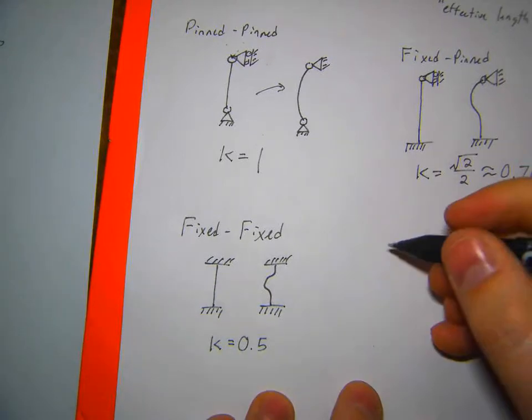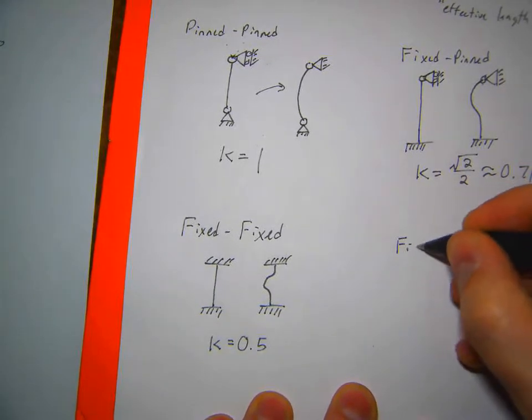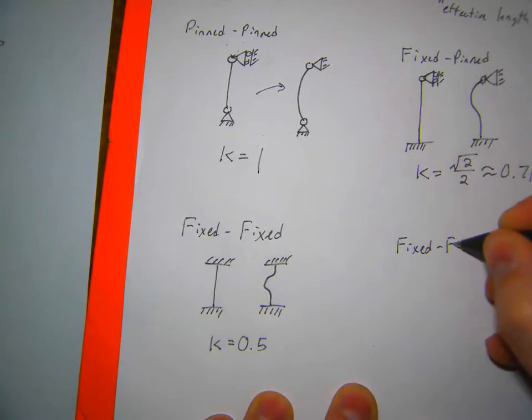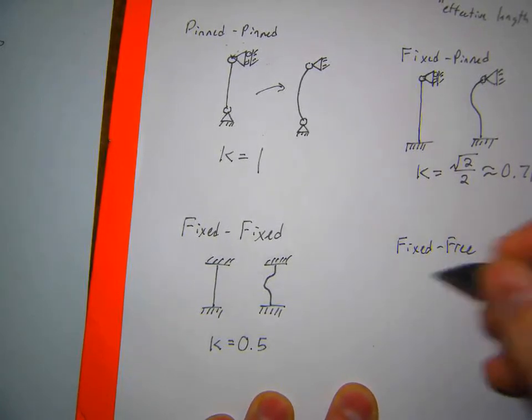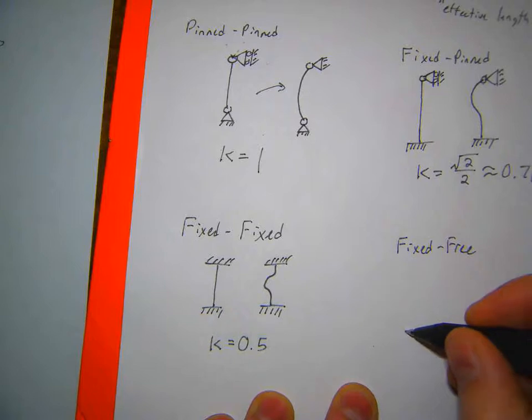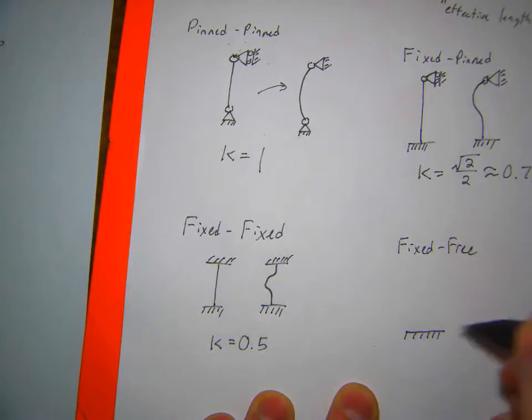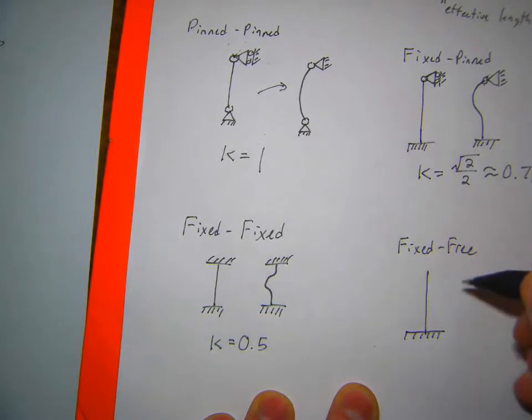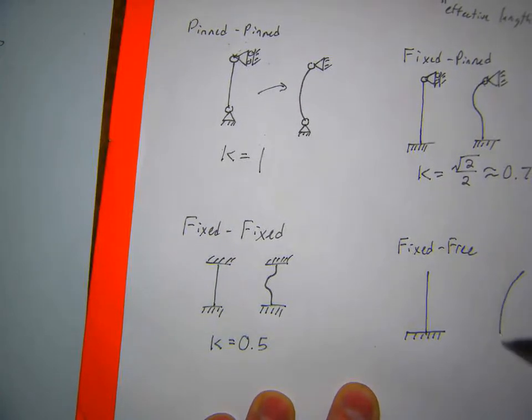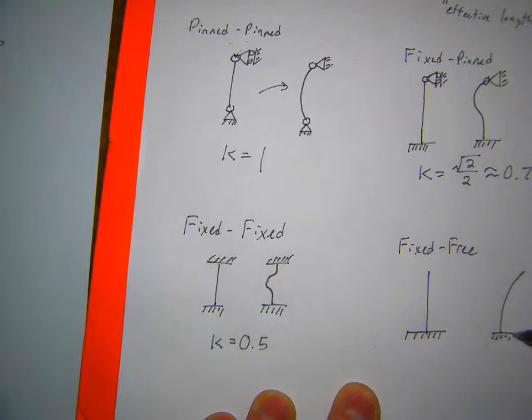And then I have a fixed-free case, which I'm just going to say I have one end rooted in the ground. And then the deformed state looks something like this. And I'm going to draw the second half out here. Here, this K is equal to 2.